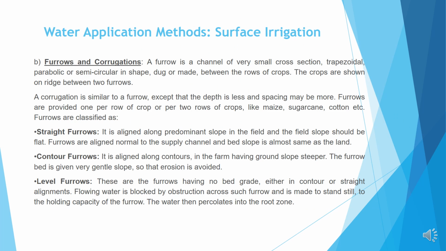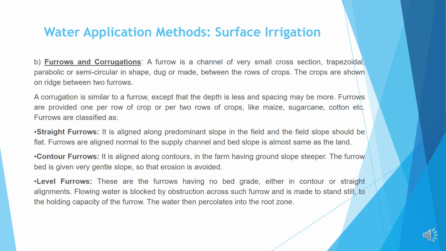Furrows and corrugations. A furrow is a channel of very small cross-section, trapezoidal, parabolic or semicircular in shape, dug or made between the rows of crops. A corrugation is similar to a furrow except that the depth is less and spacing may be more. Furrows are classified as straight furrows, contour furrows, and level furrows.